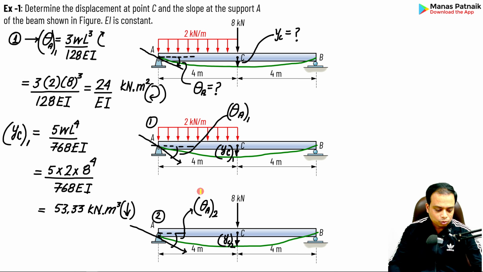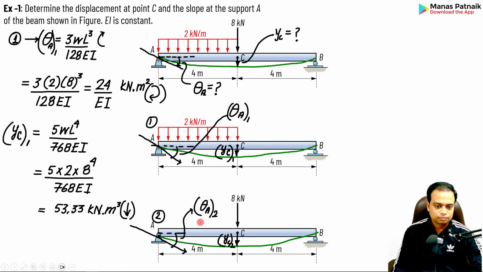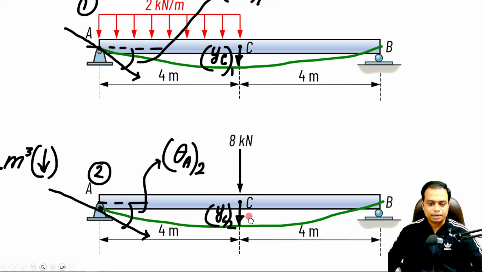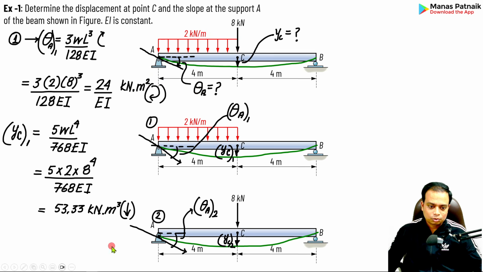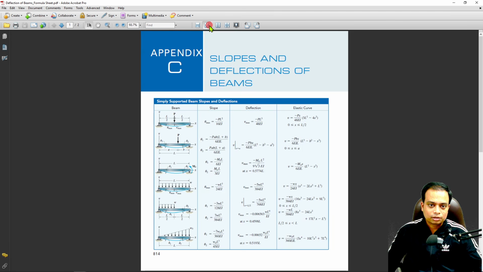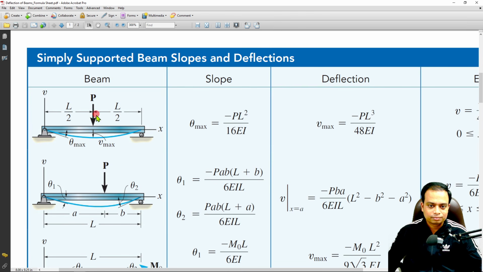Case number 2. Now you need to focus here, students, on this very diagram. So how do we do this? This essentially is the case of a simply supported beam with a point load at the center. I am going to use this formula sheet again, and I'm going to search for this case. Have a look. A simply supported beam with a point load at center. Here it is. Case number 1. Very basic. This is the value of slope and this is the maximum deflection.